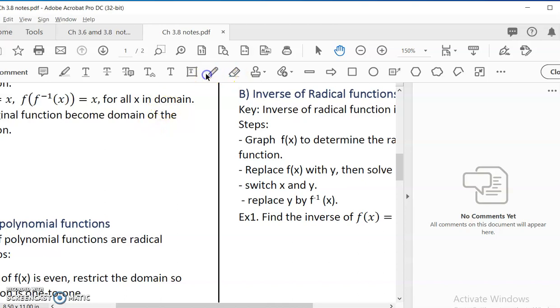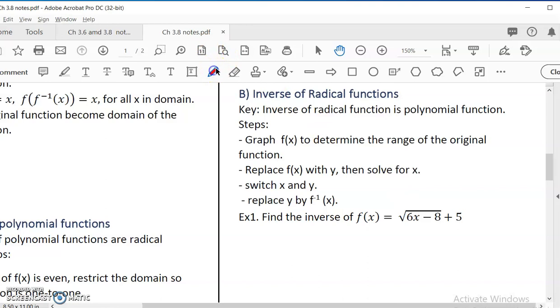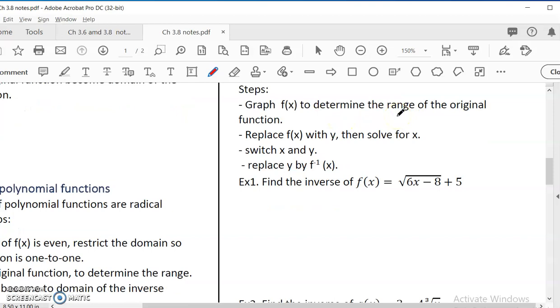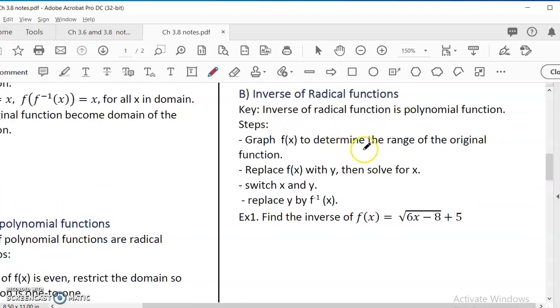Now, what happens is when you look at radical functions, if it is an even root function, they have a restricted domain. So the polynomial function that you implement would have a range that is different from an ordinary polynomial function. So we're going to talk about it. The process of finding it is really similar to what you have.